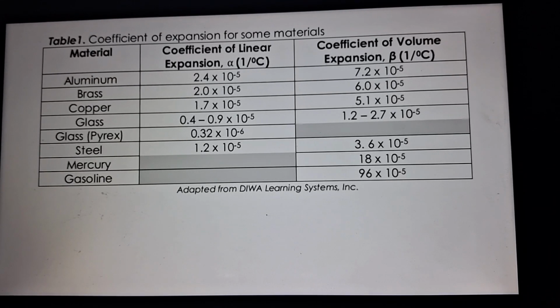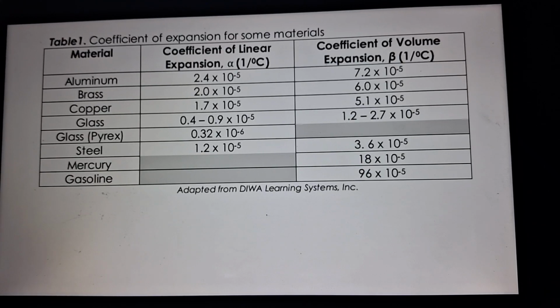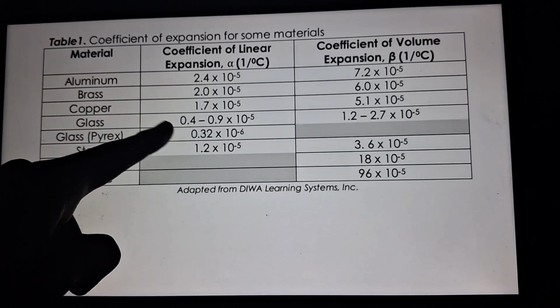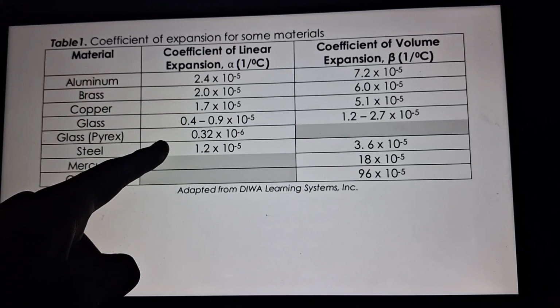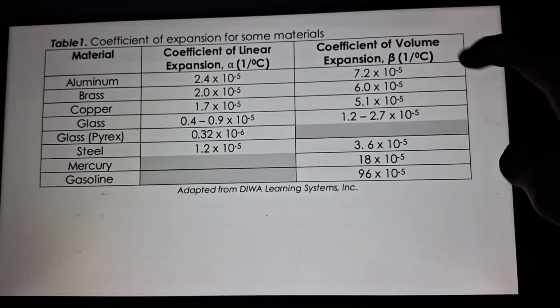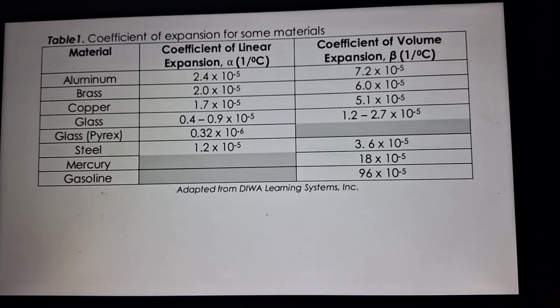So this is Table 1, the coefficients of expansion for some materials. The material is aluminum. The coefficient of linear expansion, which is A, is 2.4 times 10 raised to negative 5, and the coefficient of volume expansion, or B, is 7.2 times 10 raised to negative 5. As it follows, you can see the constant coefficient of linear expansion and coefficient of volume expansion of each material.